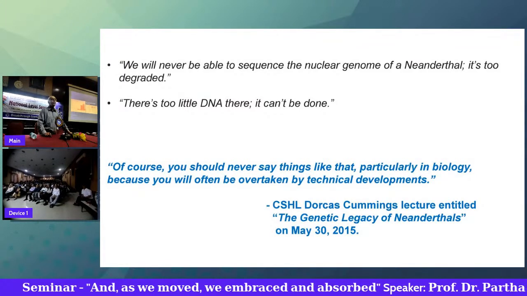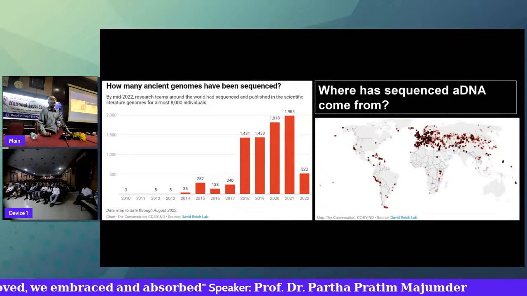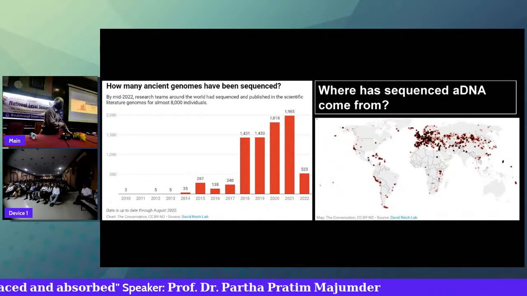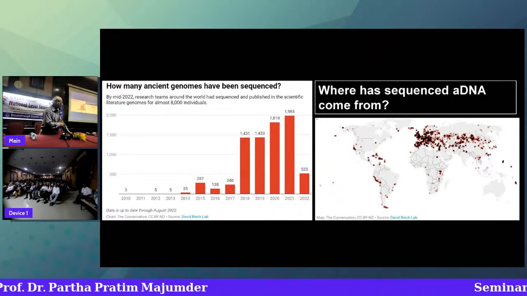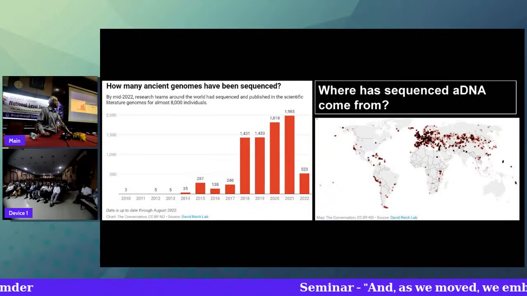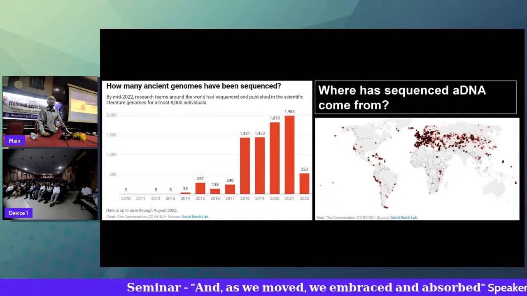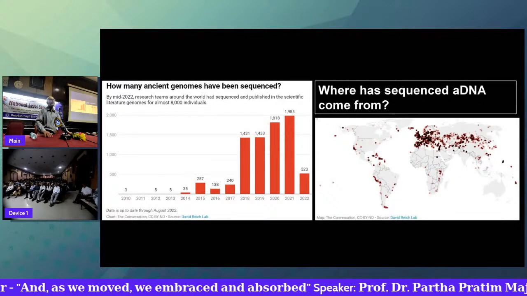How many ancient genomes, how many Neanderthal genomes have we actually sequenced so far? Over 8,000. Where did they come from? As you can see, they come primarily from Asia, primarily from Europe, some from North America, South America as well, but almost nothing from places like India, the Middle East, etc.